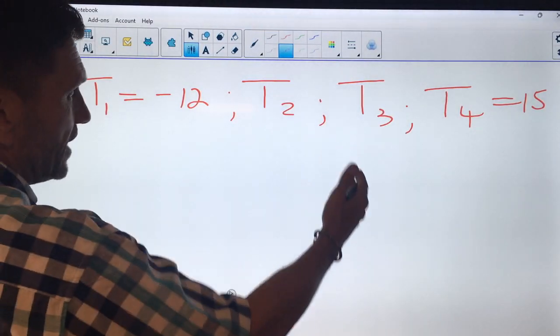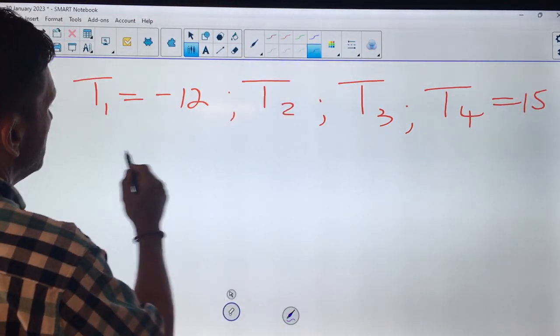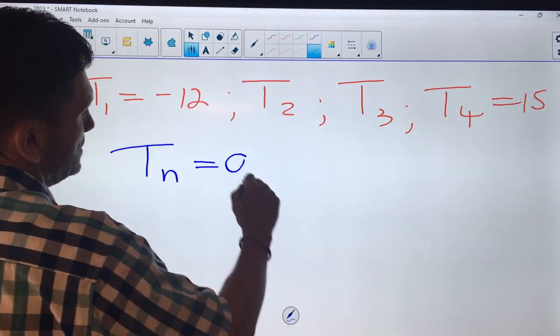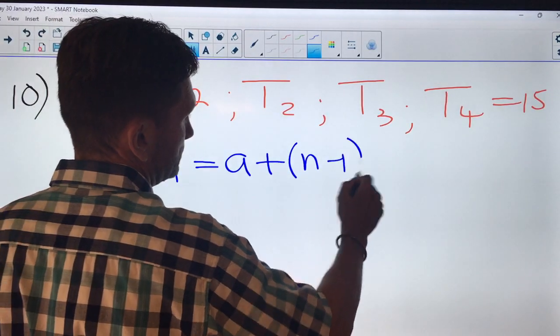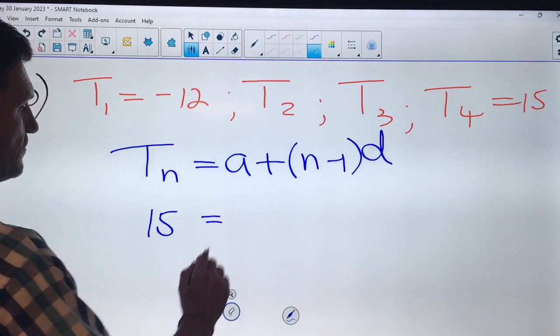So how do I calculate that thing? I use this as my nth term. So here's the formula again. Tn looks like that. Where Tn is 15.